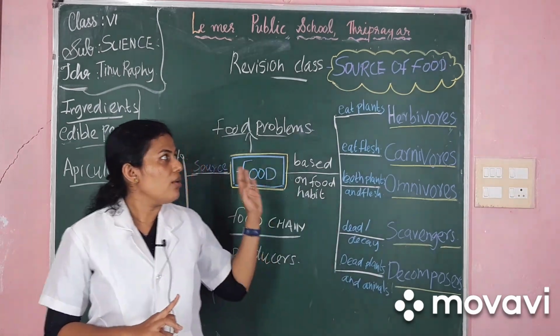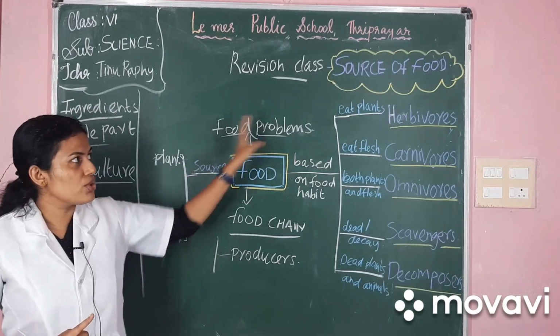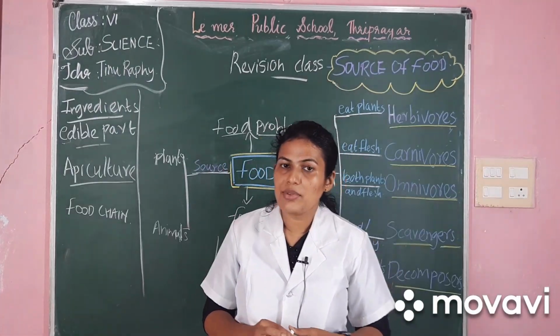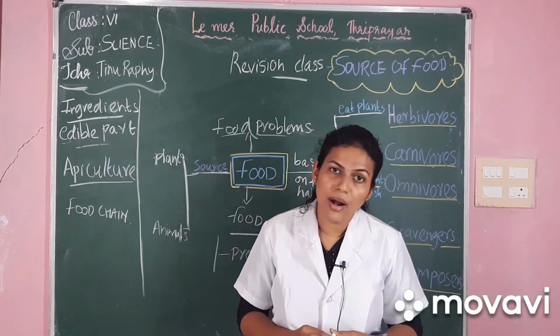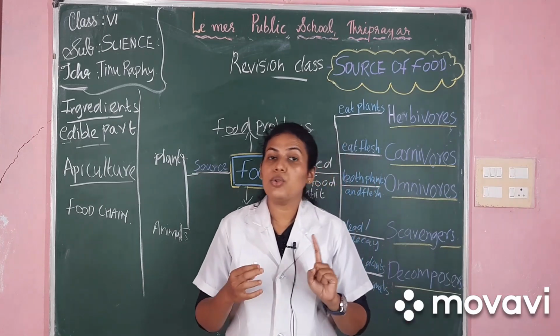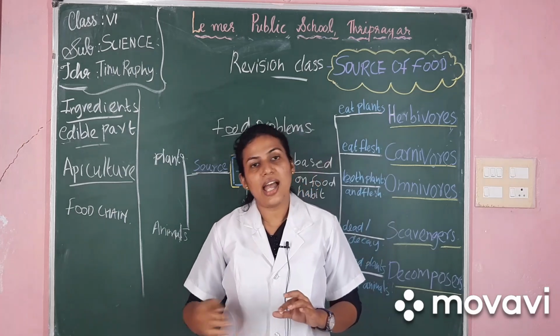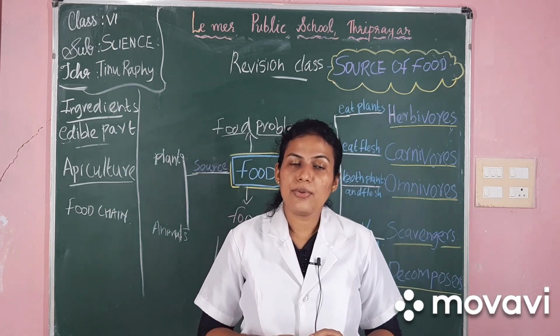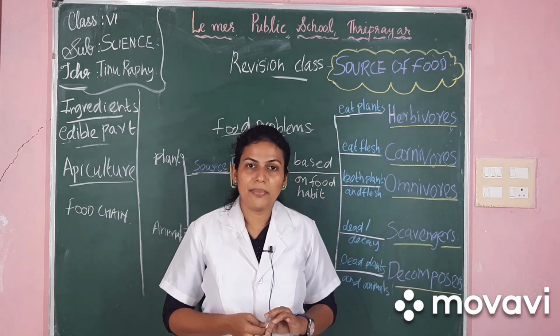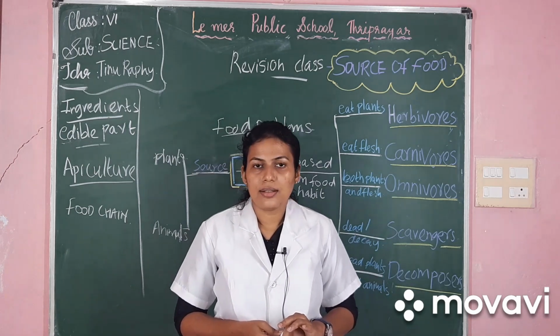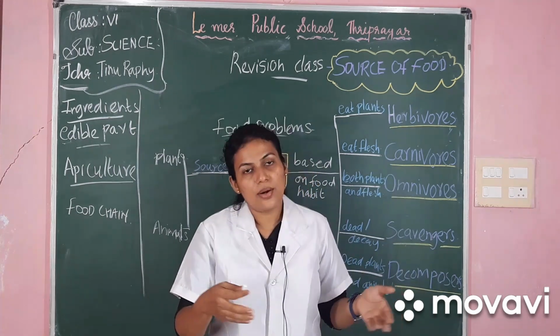So that is all about this chapter, that is the source of food. So children, from this chapter kindly go through the important part which I have mentioned, go through the textual activities and also learn the definitions which I have mentioned. If you have any doubts regarding this chapter, please feel free to ask during the live session or you can comment it below.